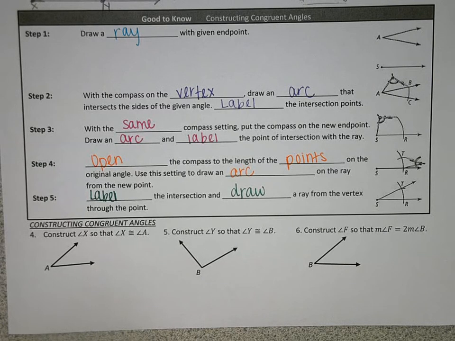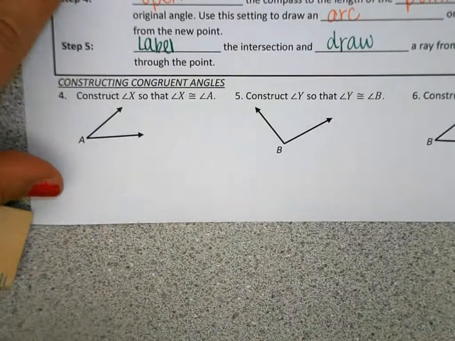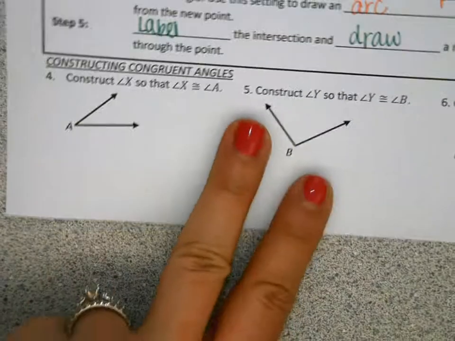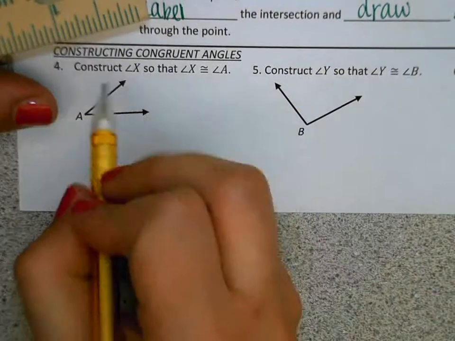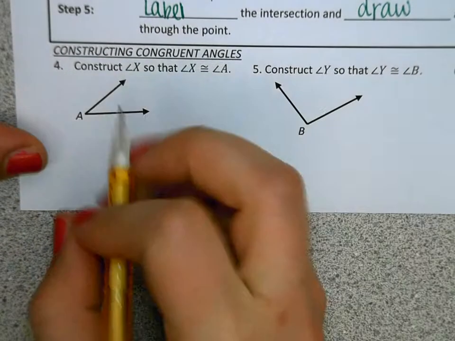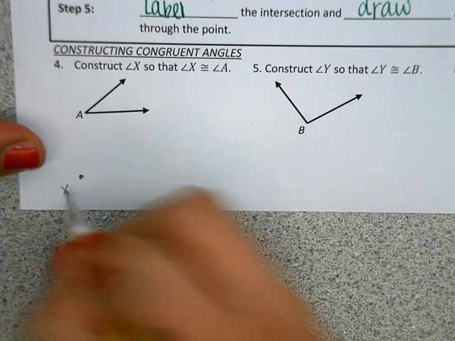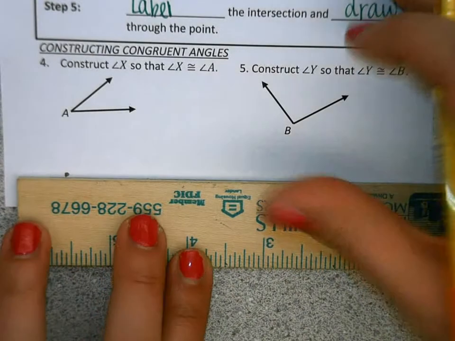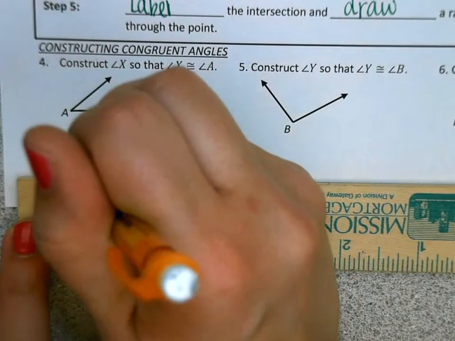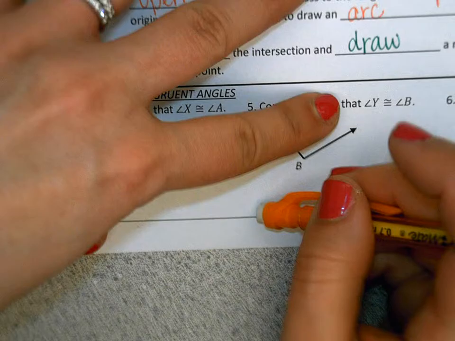You guys ready? Okay. So I'm going to zoom in so that we can look at this a little bit better. We always start with a point and a ray. So we're going to construct an angle called X. I'm going to move it down just a little bit, label it X, and draw a ray. Oh, that's kind of long. Doesn't have to be that long.